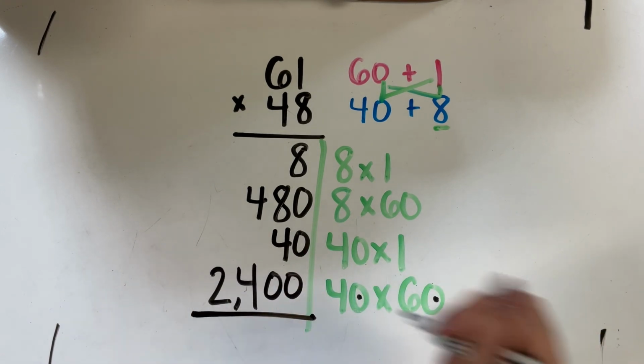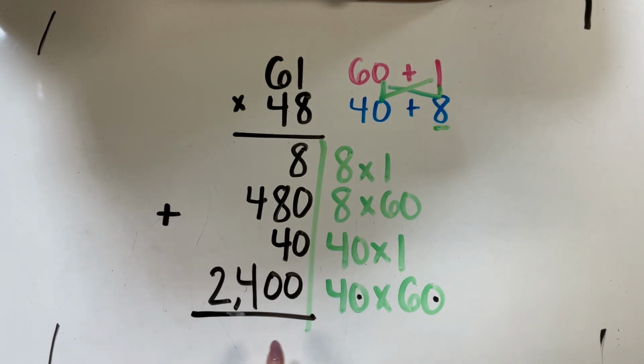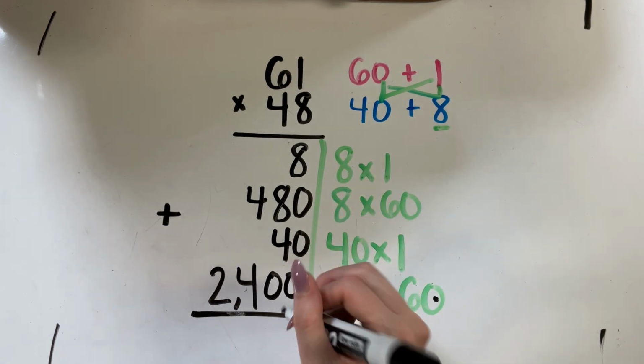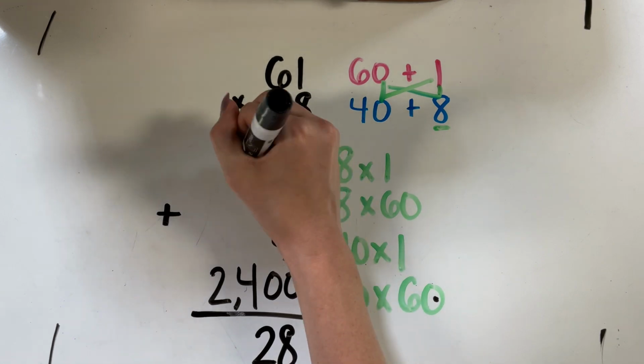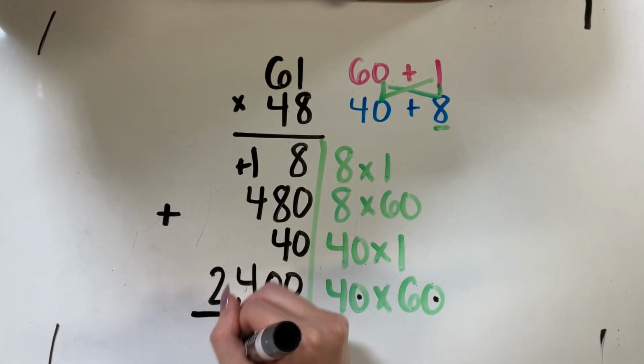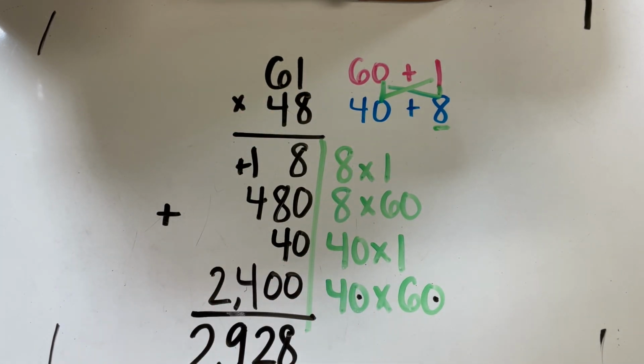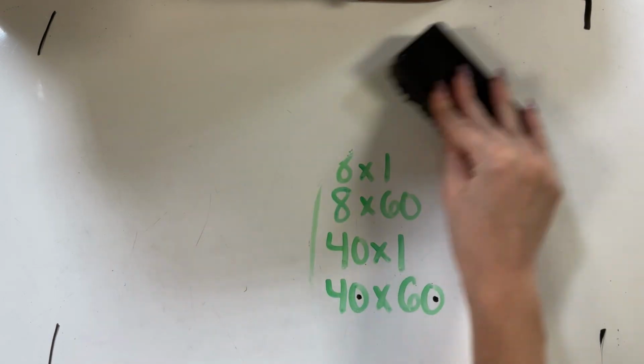Last step is I'm going to add up all of these partial products to get my final product. 8 plus 0 plus 0 plus 0 is 8. 8 plus 4 is 12. And there you have it. Our final product is 2,928.